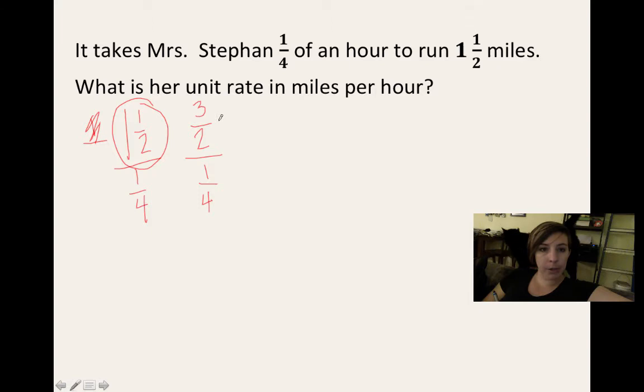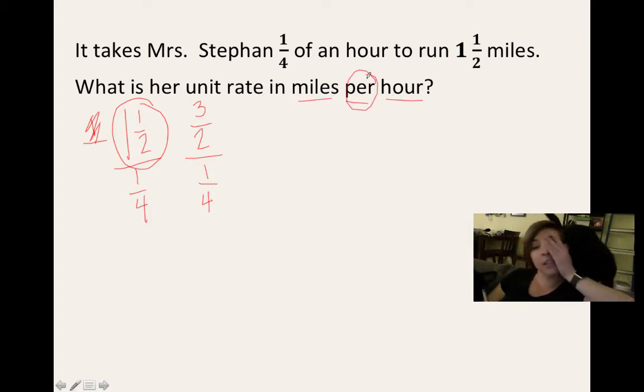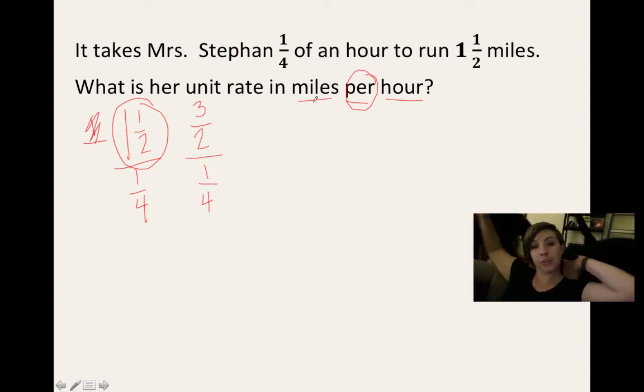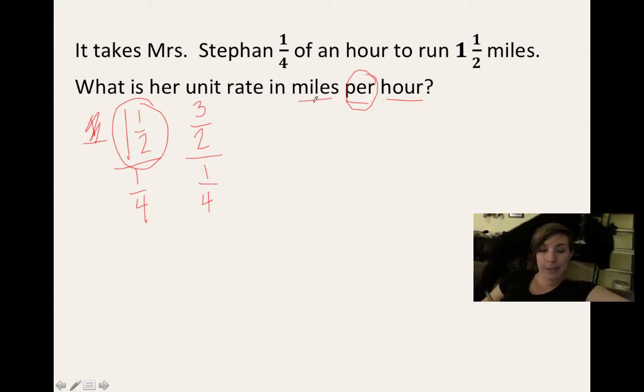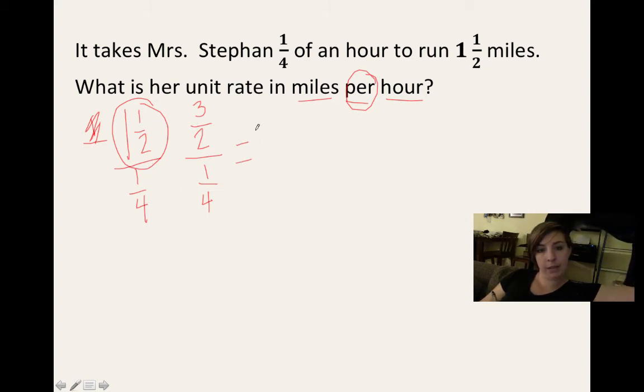The reason I put 1.5 as my numerator is because it says miles per hour. Anytime you see this per, this is telling you the order that you're supposed to write your ratio. So miles has to go first or be on top, and hours has to be on the bottom. So in this one, it's 1.5 miles and 1/4 of an hour. So now we're going to solve this. 3 over 2 divided by 1 over 4. So 3/2 divided by 1/4. I'm just rewriting this complex fraction in a way that's easier for us to solve it.